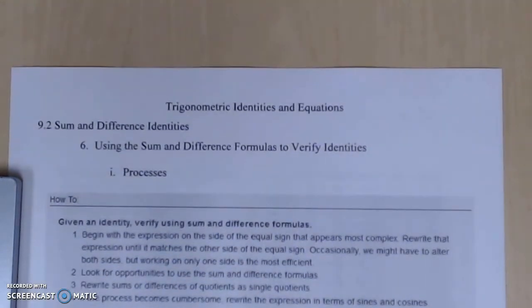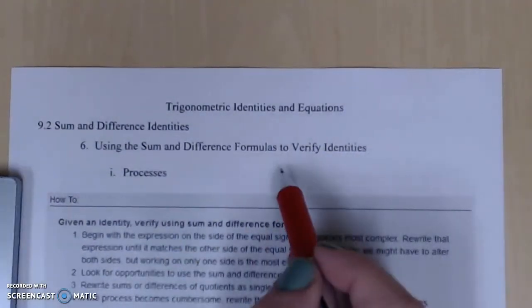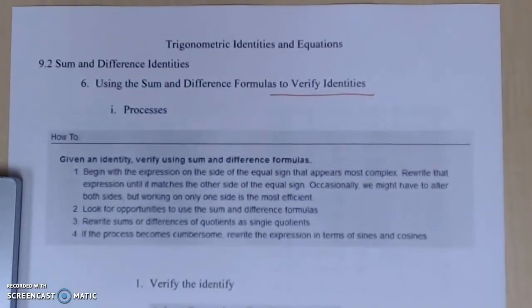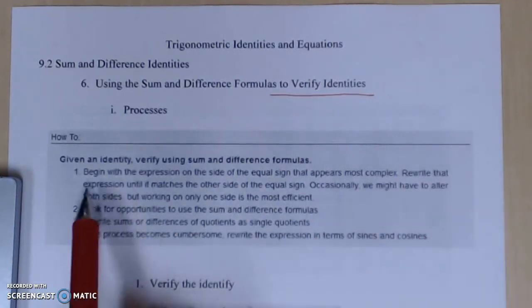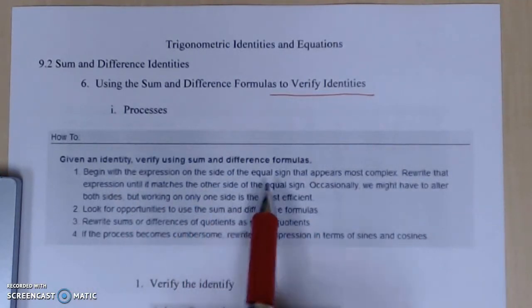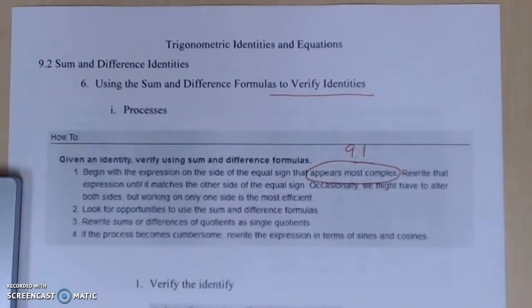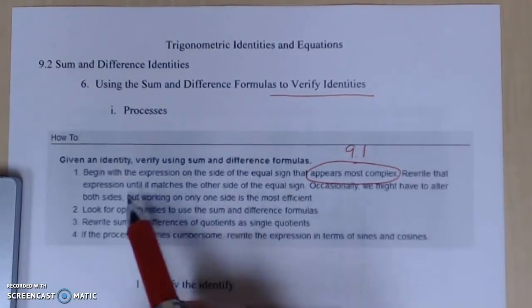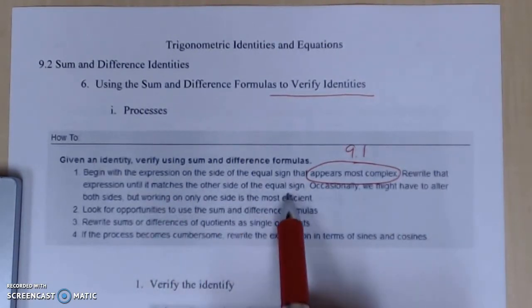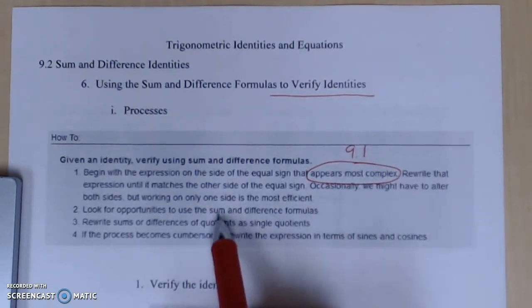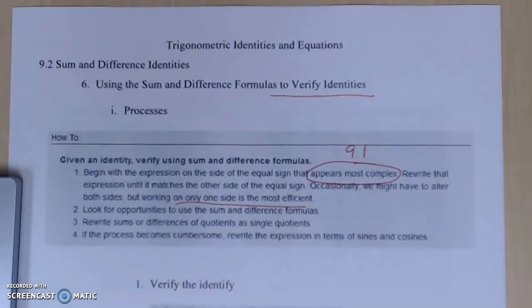Now for part 6, we're going to be using our sum and difference formulas to work with a broad sense and verify some identities along the way. So I want to look at this gray box here, and it says given an identity, verify using sum and difference formulas. Let's note some of the things it says. Begin with the expression on the side of the equal sign that appears most complicated. This is the conversation we had in section 9-1. Rewrite that expression until it matches the other side of the equal sign. Occasionally, we might have to alter both sides, but working on only one side is most efficient.